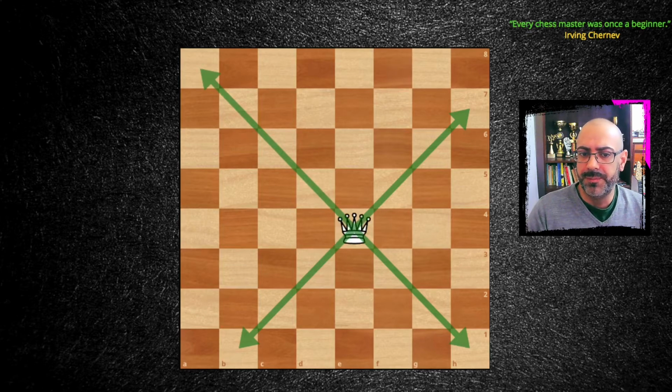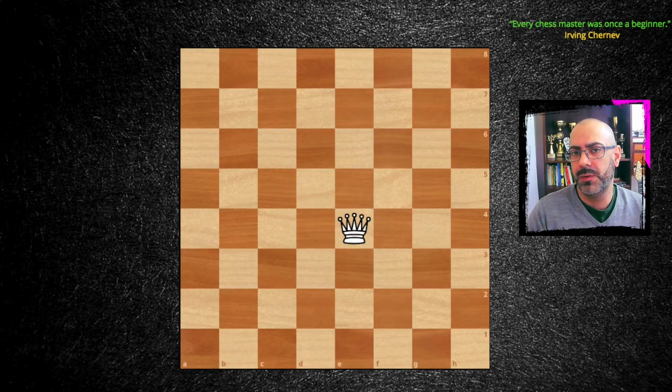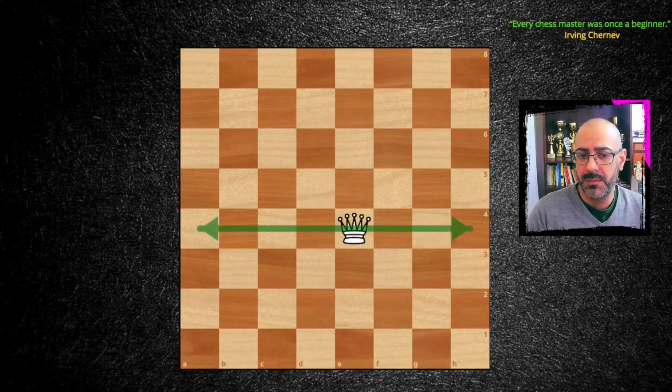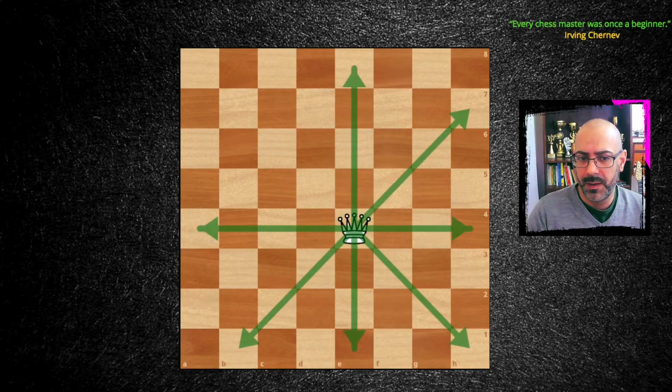Now we have the queen. The queen is the most powerful piece in chess because it's a rook, it makes horizontals and verticals, and it's a bishop, it makes diagonals. It's the most powerful piece in chess.